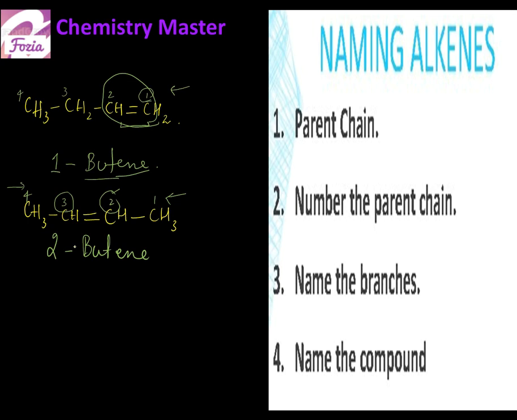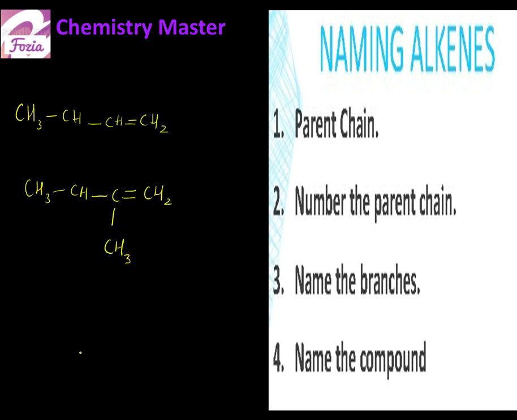But in case I have a branch, then point number 3 will be working here. We will be naming the branches also. Now you see, in this example I have put a methyl branch on the chain. Now again a 4 carbon chain with a double bond. I start counting from this side. 1, 2, 3, 4. So the name is 1-butene.